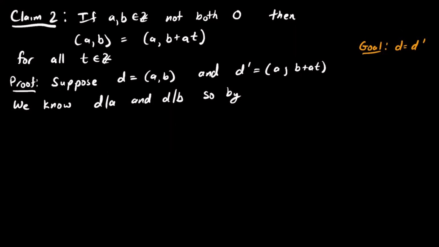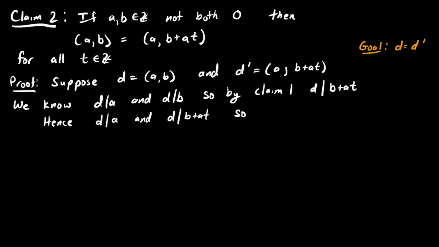So by claim 1, d must divide b plus at, right? b plus at is an integer linear combination of a and b. So hence, what do we know? We know that d divides a and d divides b plus at, so d has to be less than or equal to the greatest common divisor of those two. So we have that d is less than or equal to d prime. Okay, so what's left to show? We want to now show that d prime is less than or equal to d. So how do we do that?